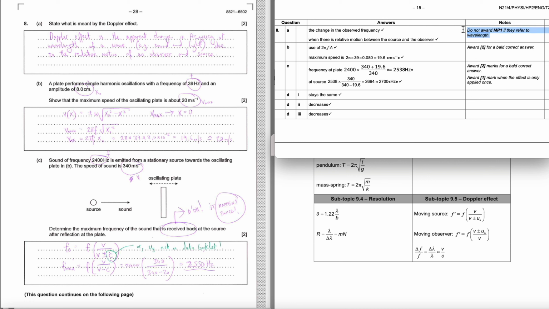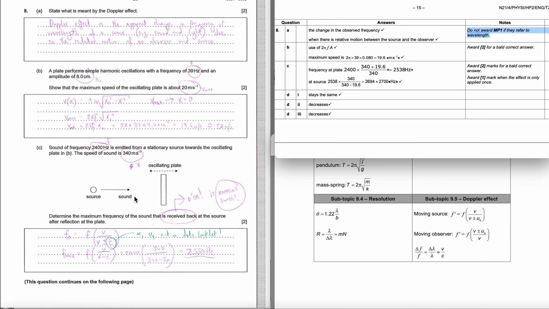Just a quick point here: do not award MP1 if they refer to wavelength. This is a little bit nasty. In my opinion, you're expecting the word frequency. I've said frequency or wavelength, so this would get the marks here. Don't worry about it, it's just one of those small points. People like to refer to frequencies here, mainly because it's the frequency that we process, not the wavelength. We're not going to lose too much sleep over that mark, but I would stay with the term frequency where possible.